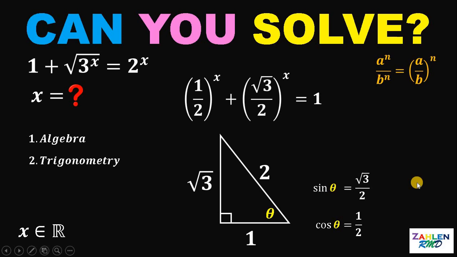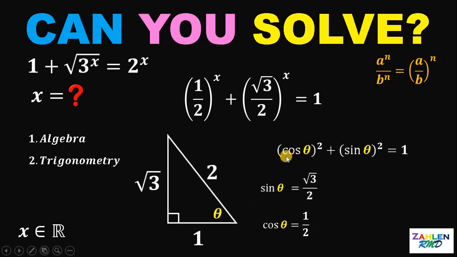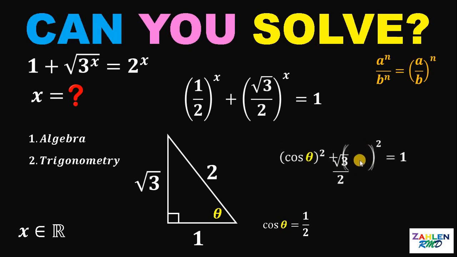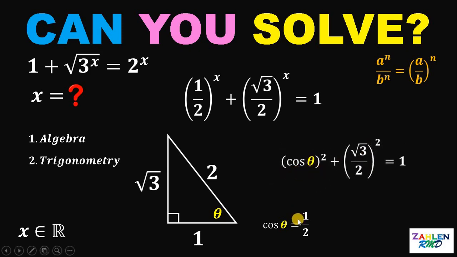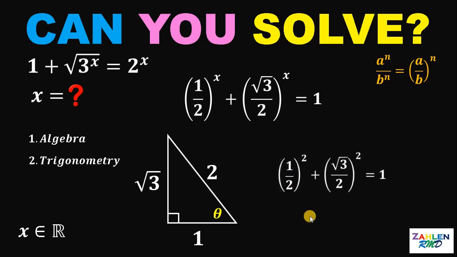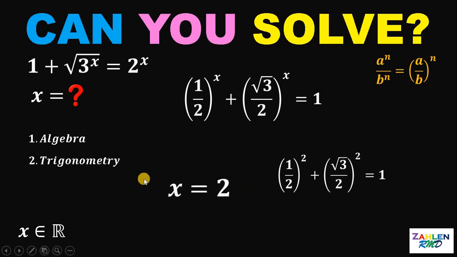And now, recall the Pythagorean identity that says that cosine squared theta plus sine squared theta must be equal to 1. Now, we know the value of sine theta. This is just square root of 3 over 2. And we also know the value of cosine theta. This is just 1/2. Now, notice that we have (1/2) raised to 2 plus (square root of 3 over 2) raised to 2 must be equal to 1. Therefore, the only value for x that makes this equal to 1 must be 2. Therefore, using trigonometry, we get the same value for x, which is equal to 2.